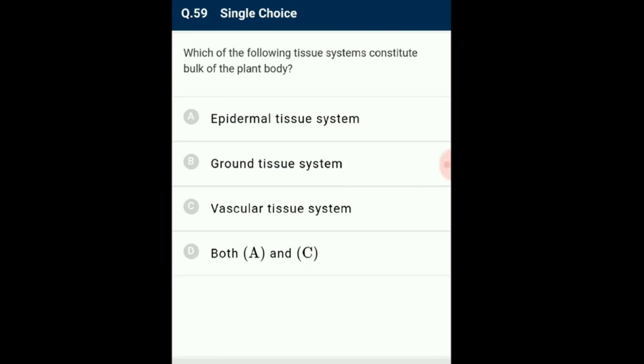Vascular tissue system is made up of complex tissues having more than one type of cells working together as one unit. The main function of the unit is transport. All the tissue excluding epidermal and vascular come in the category of ground tissue system, which forms the bulk of the plant body. So the answer is option B, ground tissue system constitutes the bulk of the plant body.